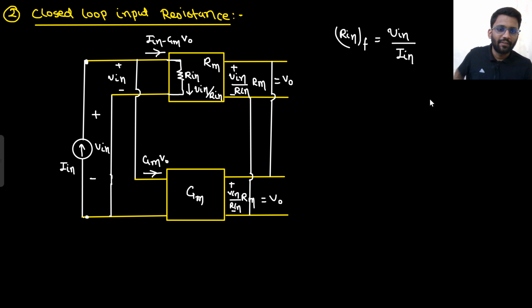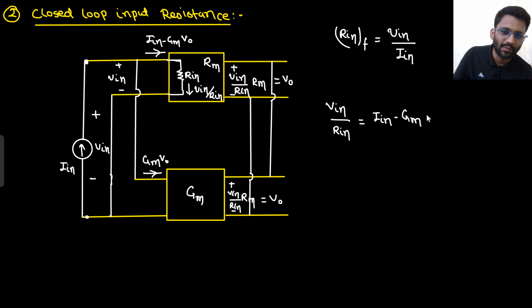Because our target is to find V in by I in. This is our target, right? So what can you write? Now this current V in by R in is equal to I in minus Gm V0. Say yes or no.